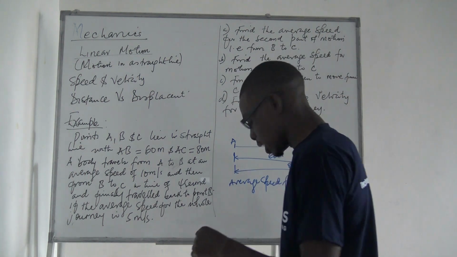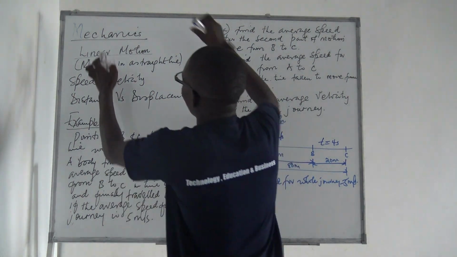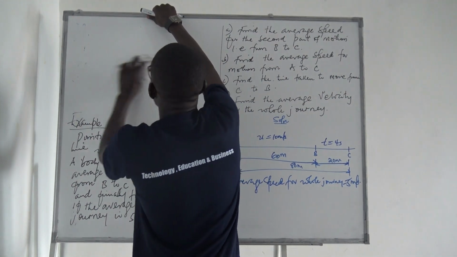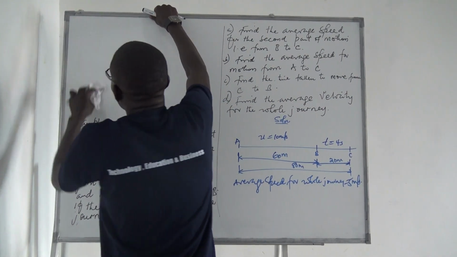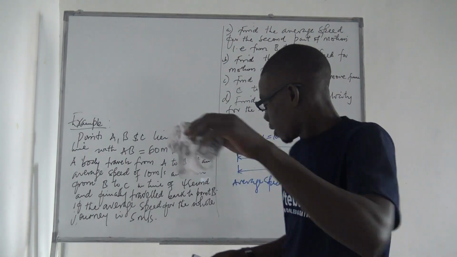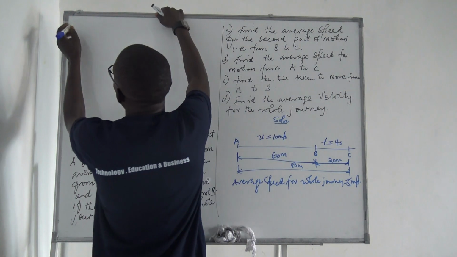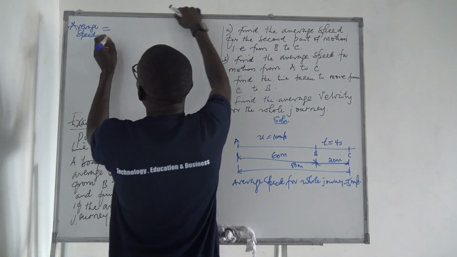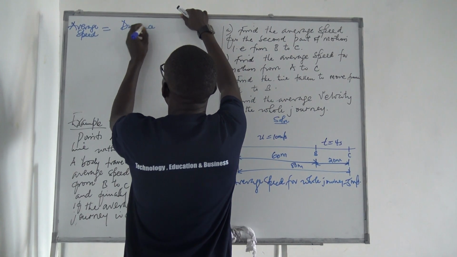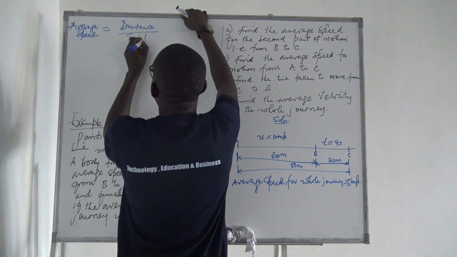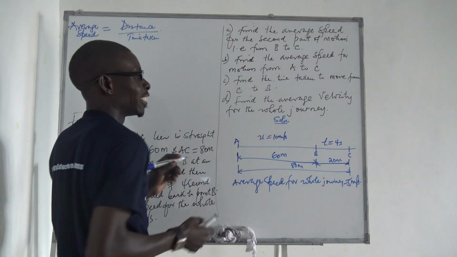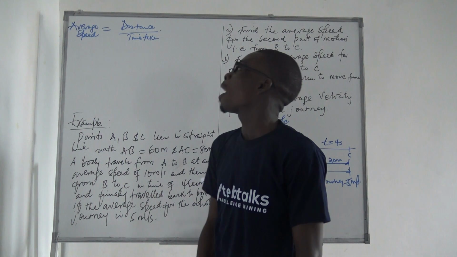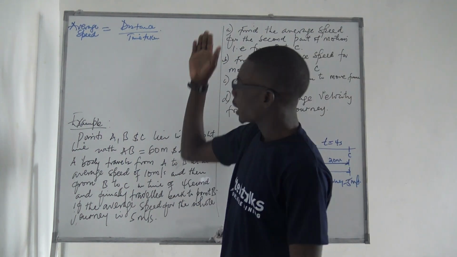How do you get the average speed in that case? So, if we are to find the average speed, from what we looked at, how do we calculate the average speed? We said our average speed is equivalent to the distance over the time taken. Do we still all remember that? That average speed can be calculated from distance over the time taken.